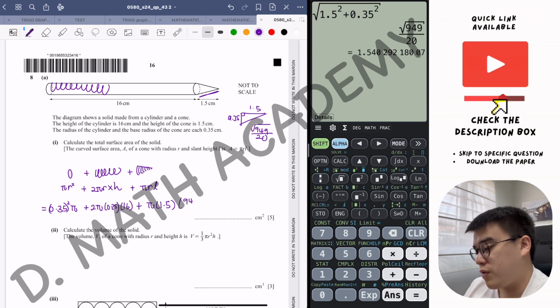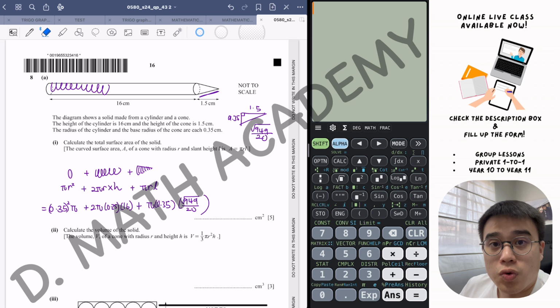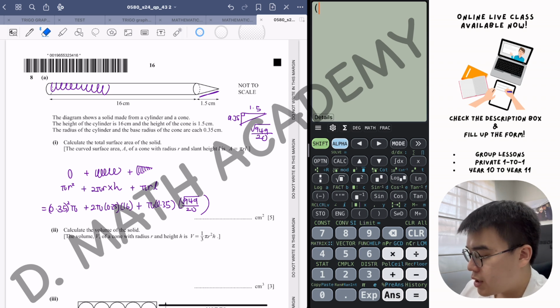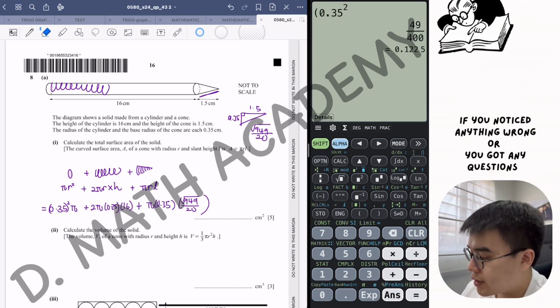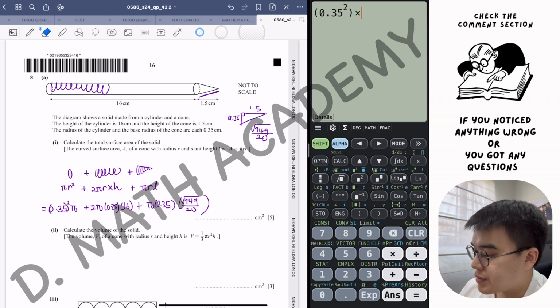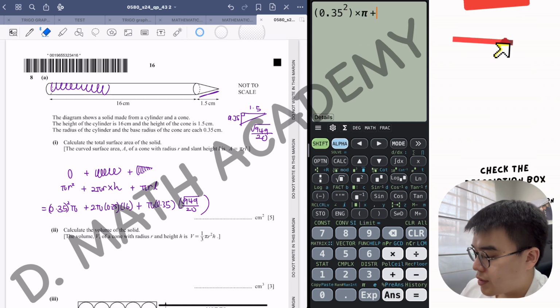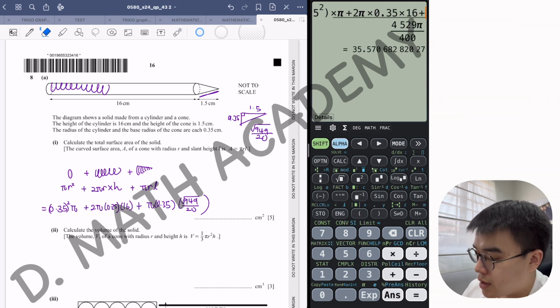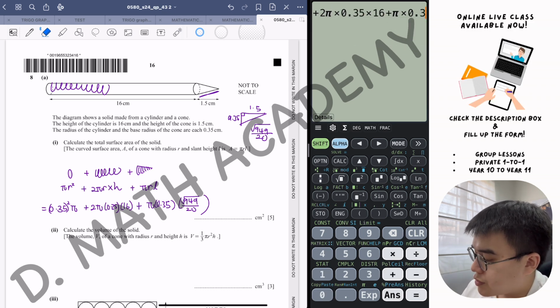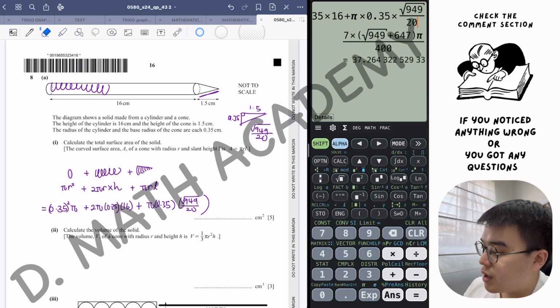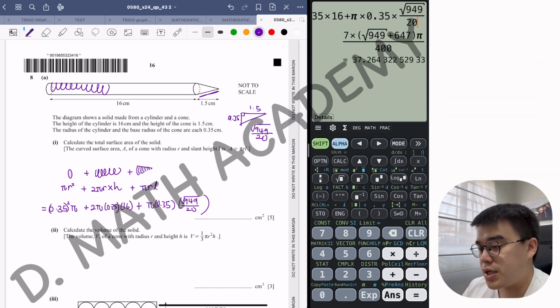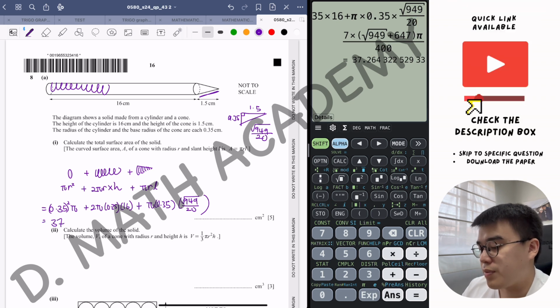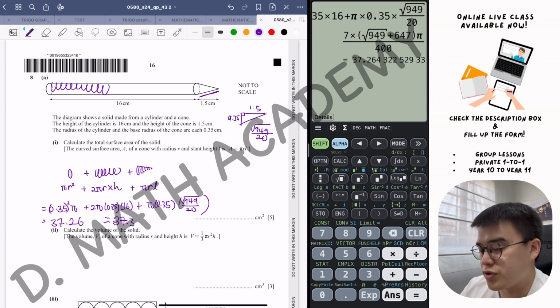949. So let's key in everything properly. 0.35 squared, times pi, times 2 pi times 0.35 times 16, pi times 0.35 times square root 949 over 20. You will get your answer as 37.26, which is approximately 37.3.